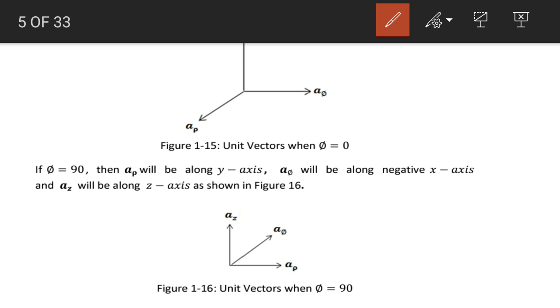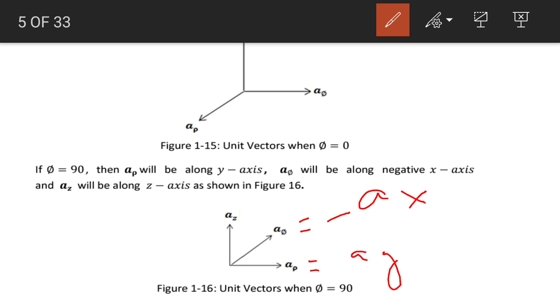So in this particular case, a rho is along the y-axis. I mean to say that this unit vector is equal to ay. A phi is along the negative x-axis, so the unit vector a phi is equal to minus ax, and the unit vector az will be equal to az. So what I want to explain at this particular point is that the location of the two unit vectors a rho and a phi depends upon the angle phi.